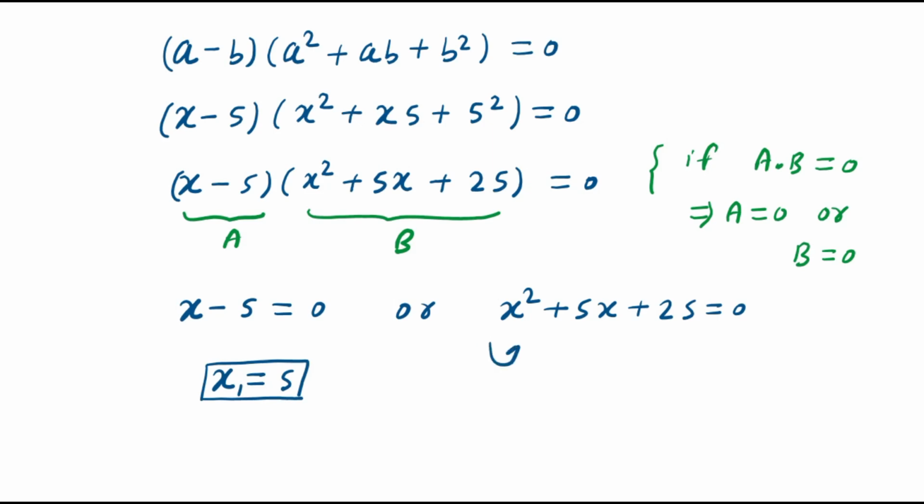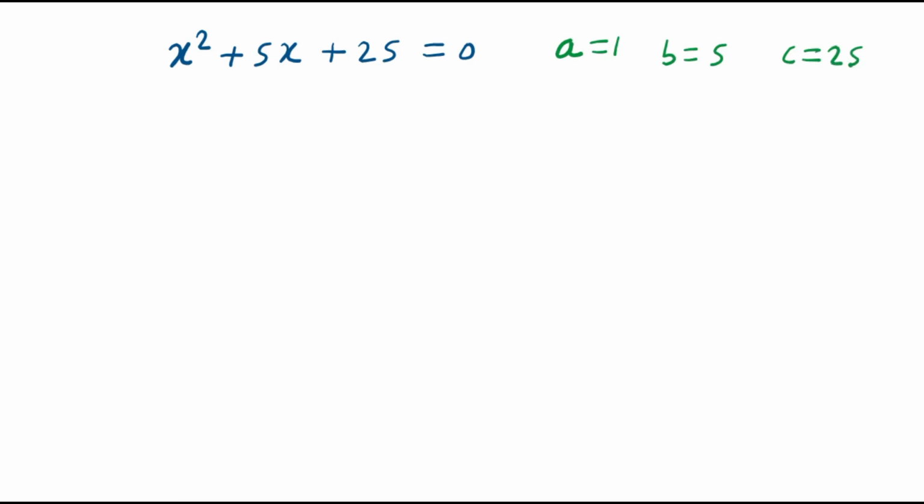And here we have the quadratic equation x square plus 5x plus 25 is equal to 0. This quadratic equation is not factorizable. Here we will apply the quadratic formula. The value of a is equal to 1, the value of b is equal to 5 and the value of c is equal to 25.